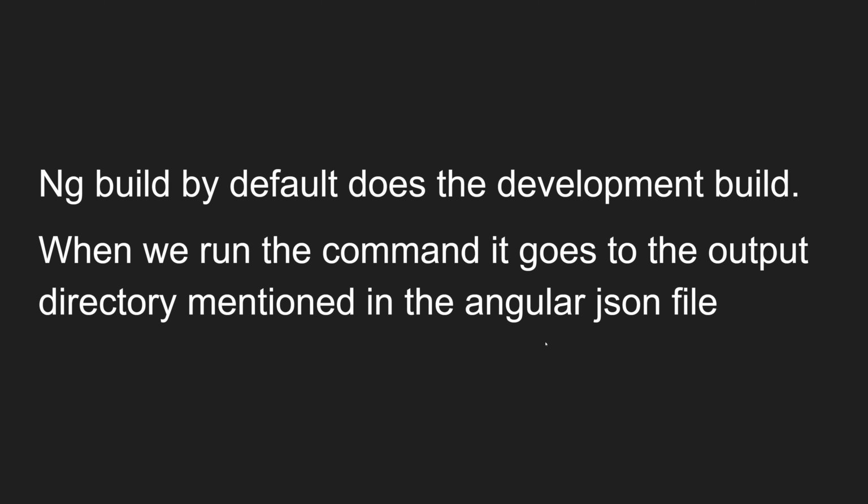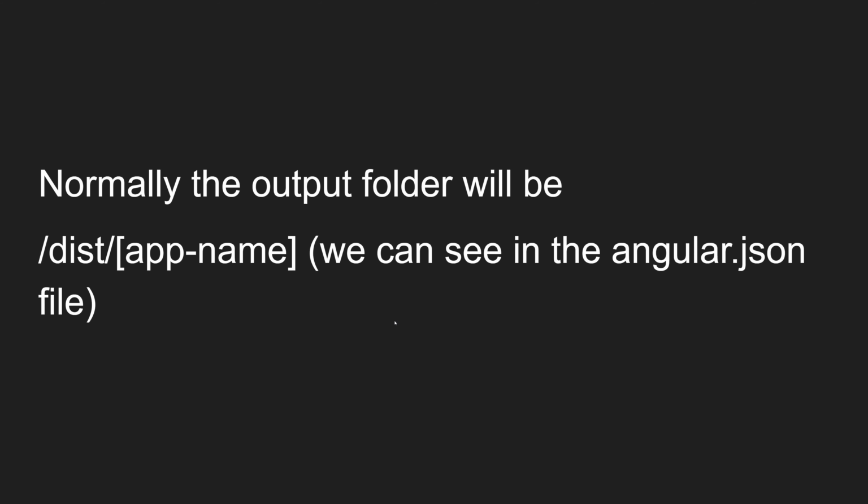In that angular.json file, you will be able to see the output directory where the compiled files need to be kept. Normally the output folder will be like this: /dist/ the app name. Whatever the application name is, the folder will be created with that name in the dist folder. If you change that option, that will be the folder name. So normally the output folder by default will be dist/app name.